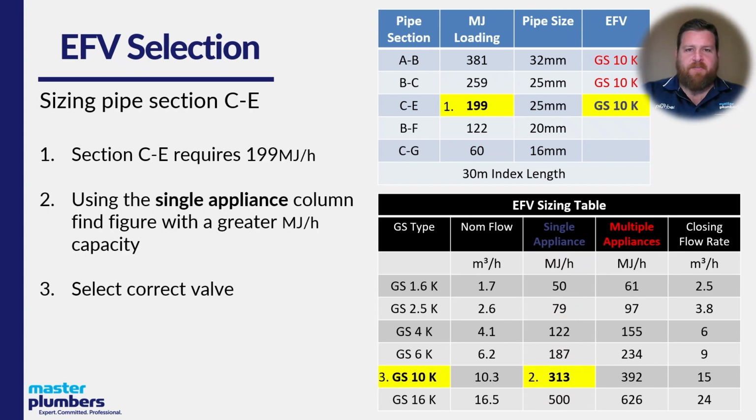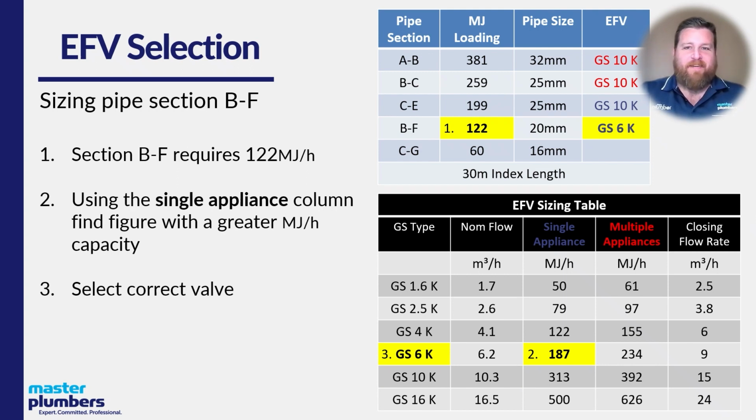So let's look at pipe section C to E. We know that we require 199 megajoules of gas flow on that. It's a single appliance, so we'll go down the single appliance column. The first greater number there is going to be 313. We'll follow that across to our valve type and find that we've got a GS10K again, and we'll put the GS10K up in the sizing chart. So it's a good one there to show that just going to a single appliance can significantly reduce the gas capacity of that one valve.